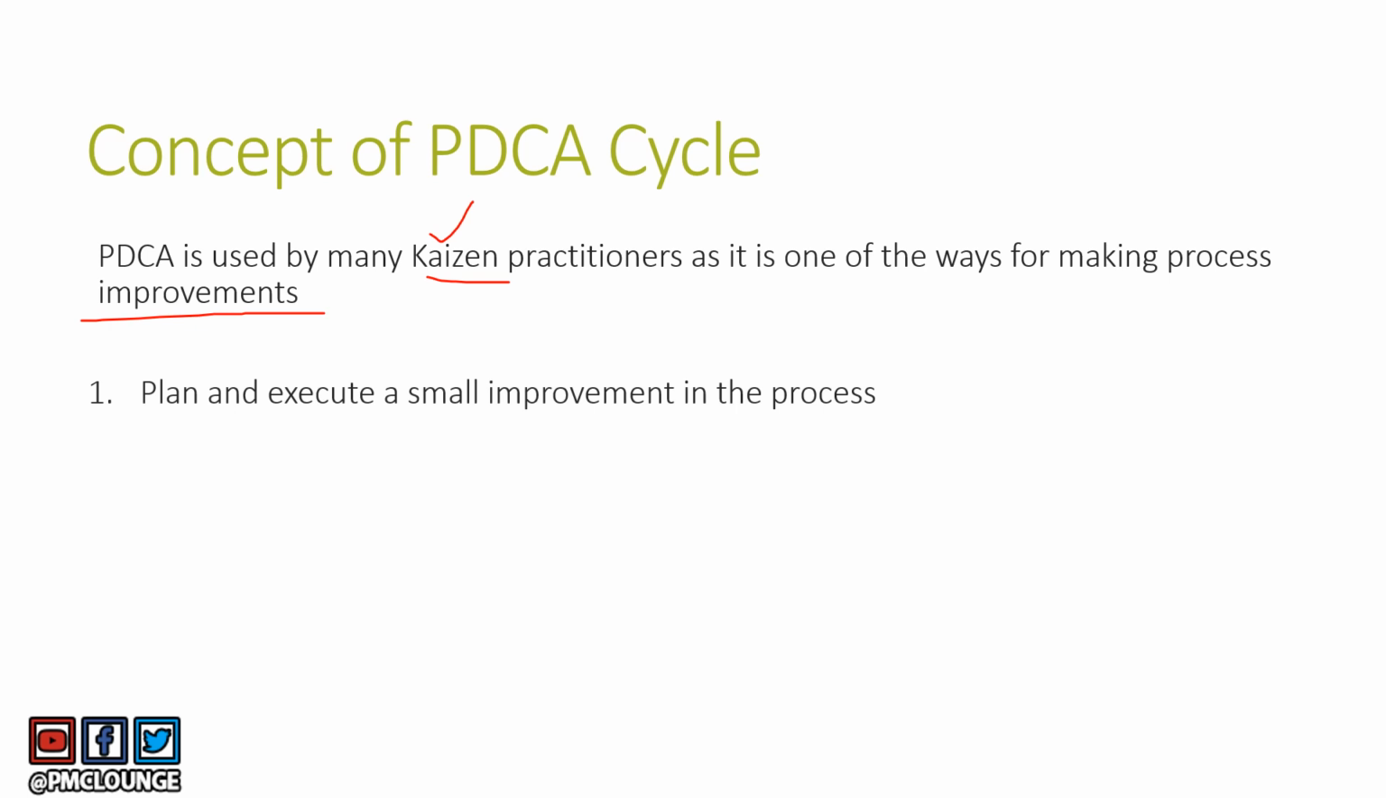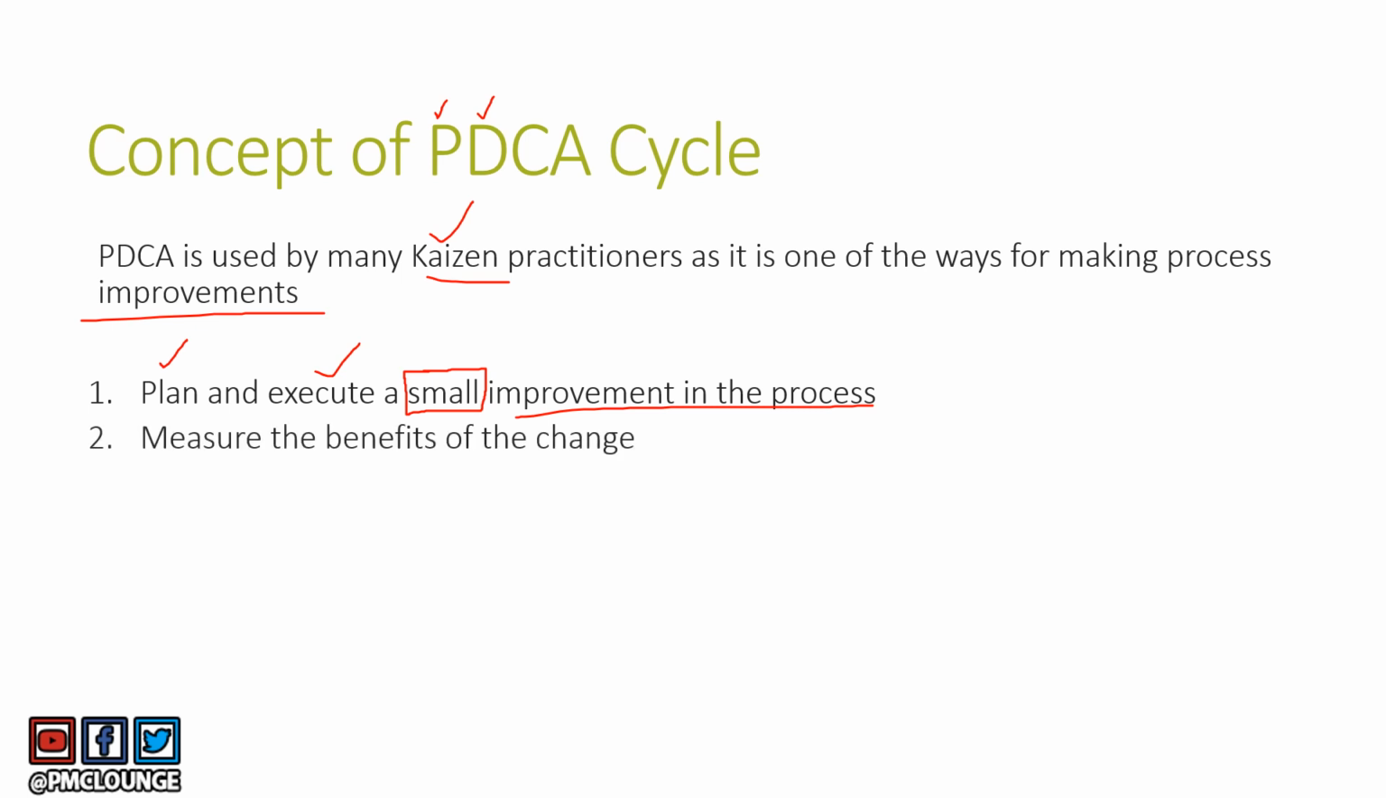Step one is to plan and execute a small improvement in the process. So you will plan an improvement, you will find an improvement that can be executed in the process, and you are going to execute it. This step covers the plan and the do part of the PDCA cycle. And remember, we are talking about small changes here. The change need not be an earth-shattering, groundbreaking change in the process, right? We are talking about small improvements here. So that's the first step of executing the PDCA cycle.